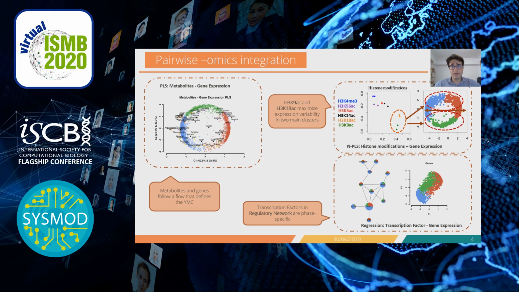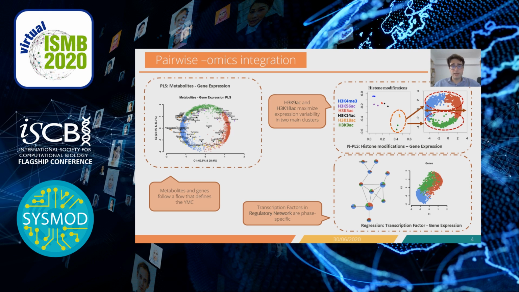We used MPLS to model histone modifications' influence on gene expression. This allowed us to select the two histone modifications that have the highest influence in the modeling of gene expression, which are H3K9 acetylation and H3K18 acetylation.